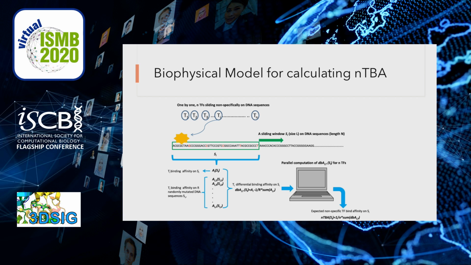In the biophysical model, we used a sliding window approach to calculate differential binding affinity, which is actually the average from many transcription factors, for a sliding window. Fermi-Dirac protein binding probability is then used to estimate protein DNA binding affinity that depends on chemical potential, or in other words, protein concentration.